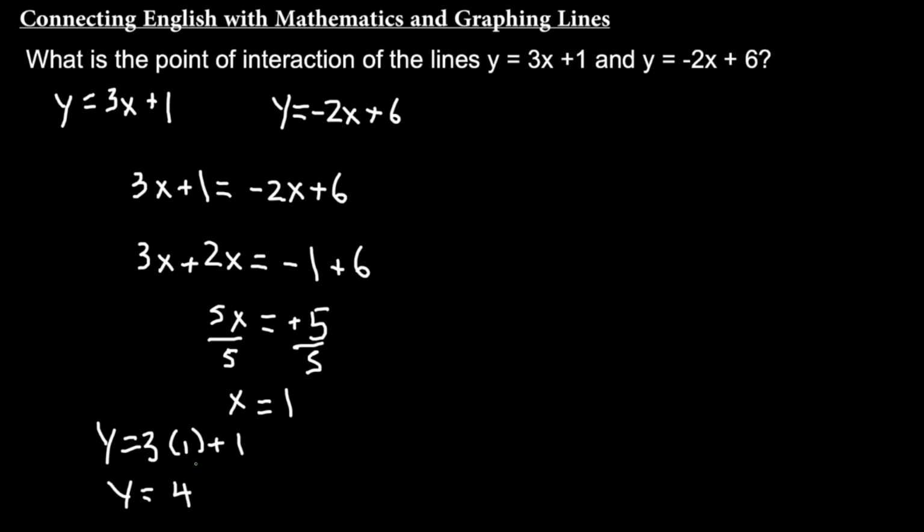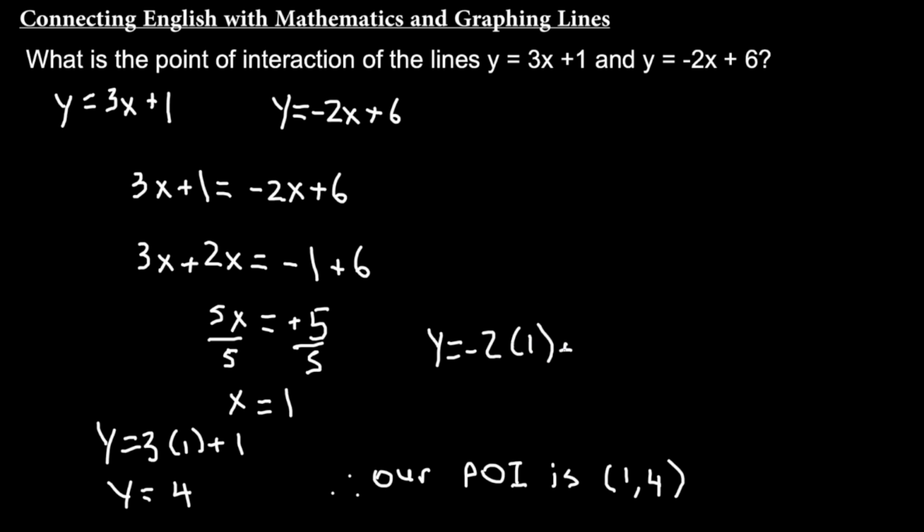So therefore our point of intersection is (1, 4). Now, a question you may have is, what if we had substituted the 1 into the other equation? Well, we should get the same answer, but let's try it out. y equals negative 2, bracket 1, plus 6. Negative 2 times positive 1 is negative 2. Negative 2 plus 6 is positive 4.